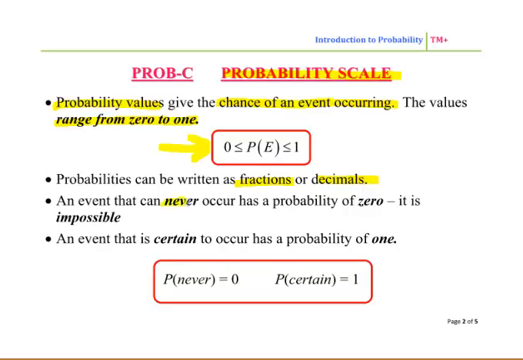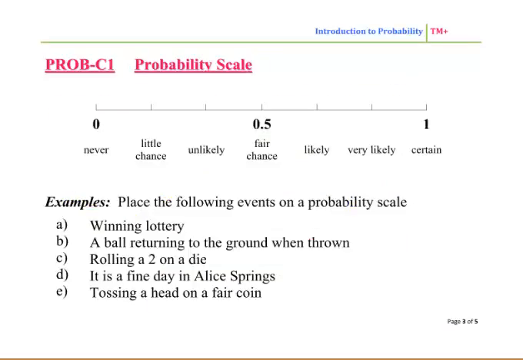An event that can never occur has a probability of 0. It means it's impossible. An event that is certain to occur has a probability of 1. So the probability of never equals 0, the probability of certain equals 1. If we look at the probability scale here, you can see it can range from 0 to 1, where 0.5 in the middle would be a fair chance. So I've tried to give words here: never, little chance, unlikely, fair chance, likely, very likely, certain.